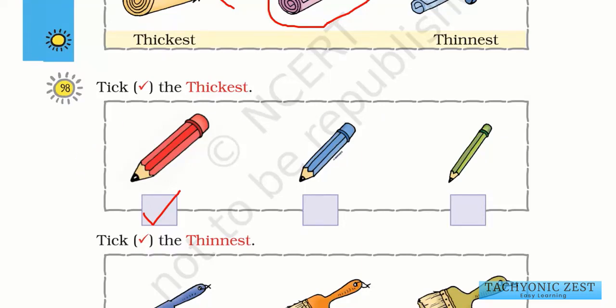Out of these three pencils, if we see this pencil over here, this pencil is thicker when compared to this pencil, and it is thinner when compared to this pencil. So it can be said in two different ways, and we have to say it according to the pencil with which we compare it. For example, if we compare this pencil with this pencil, we say that this pencil is thicker than this pencil. And when we compare this pencil with this pencil over here, we will say that this pencil is thinner than this pencil.